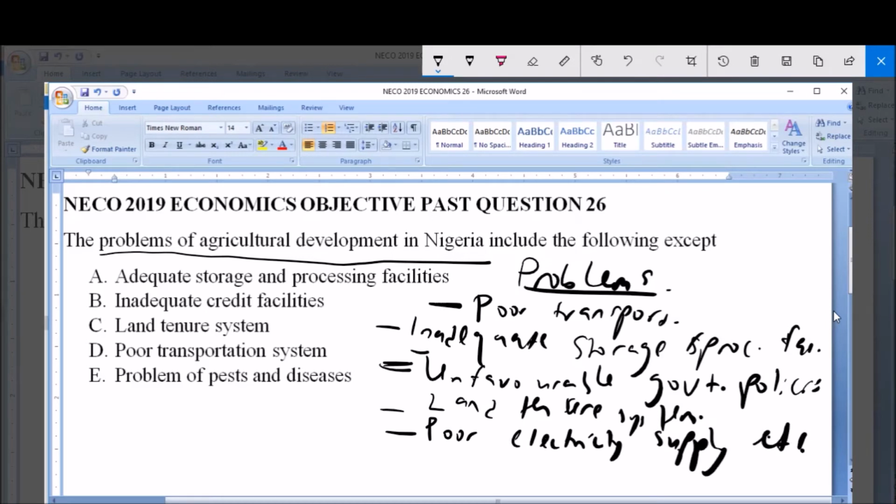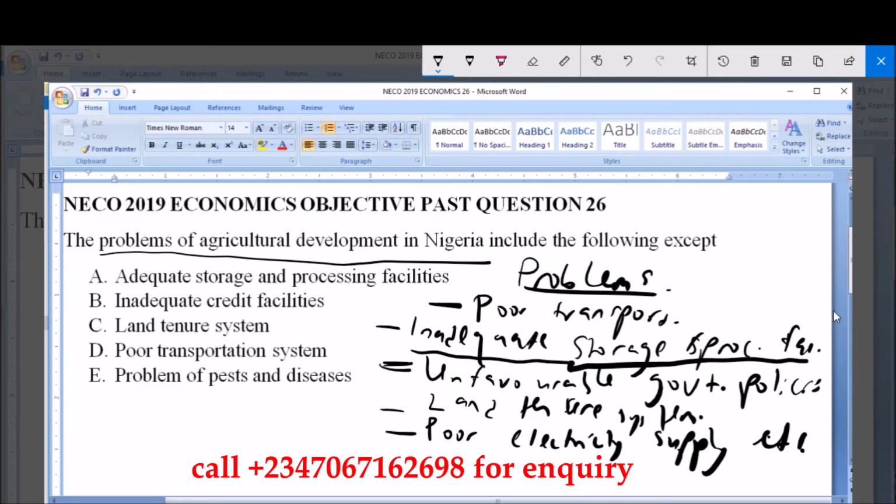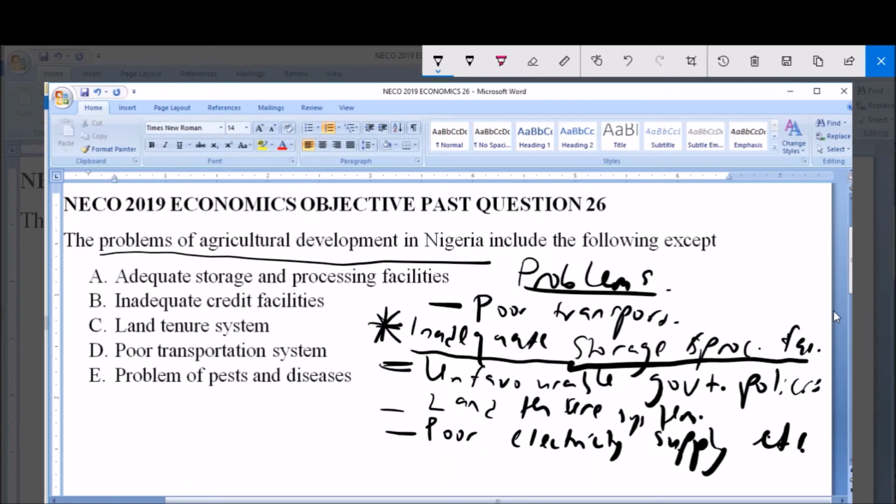Now, we have listed inadequate storage and processing facilities as a problem. However, option A talks about adequate storage and processing facilities. Now, adequate storage negates the problem of inadequate storage. So, adequate storage and processing facilities is not a problem of agricultural development in Nigeria. Hence, the correct answer is A. Adequate storage and processing facilities.